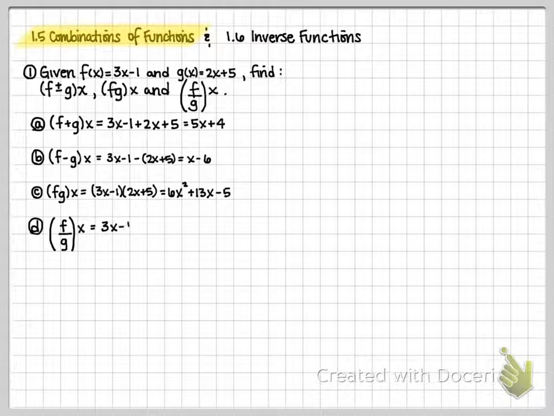So I get 3x minus 1 all over 2x plus 5. There's nothing you can actually do here since neither one of those are factorable. That's the best you can do. So just some basic operations with two functions that were given to us.